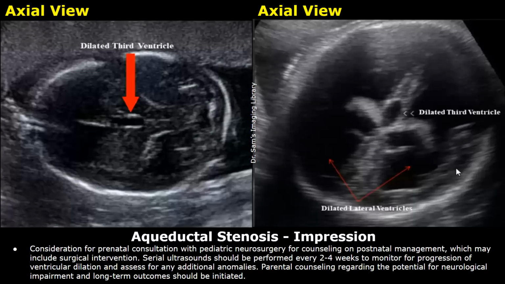Consideration for prenatal consultation with pediatric neurosurgery for counseling on postnatal management, which may include surgical intervention. Serial ultrasounds should be performed every 2 to 4 weeks to monitor for progression of ventricular dilation and assess for any additional anomalies. Parental counseling regarding the potential for neurological impairment and long-term outcomes should be initiated.